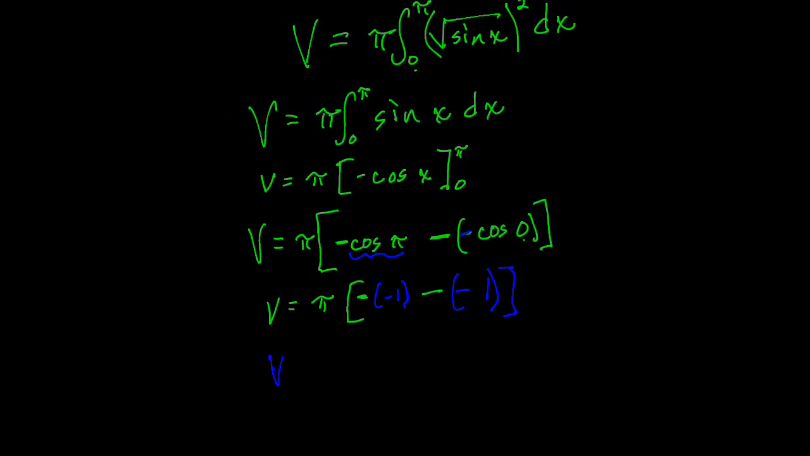So I end up with volume equals pi times 1 plus 1, or 2 pi. And the answer, whatever the units are, is cubic units. If you get the 2 pi, that's pretty good. So that's how this works. You have to first remember to square this, then you're taking antiderivatives of stuff. Okay?